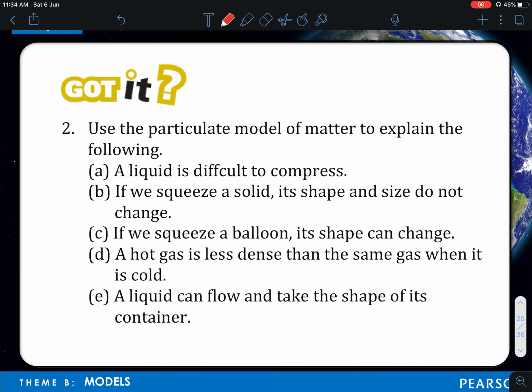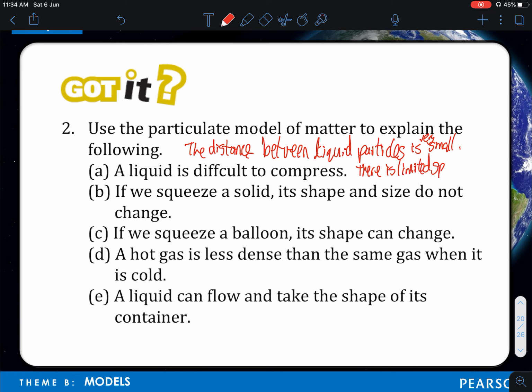Now, it is difficult to compress because the distance between liquid particles is small, very small. Okay, therefore, there is limited space for the particles to slide past or to occupy. Hence, the liquid is difficult to compress. Okay.